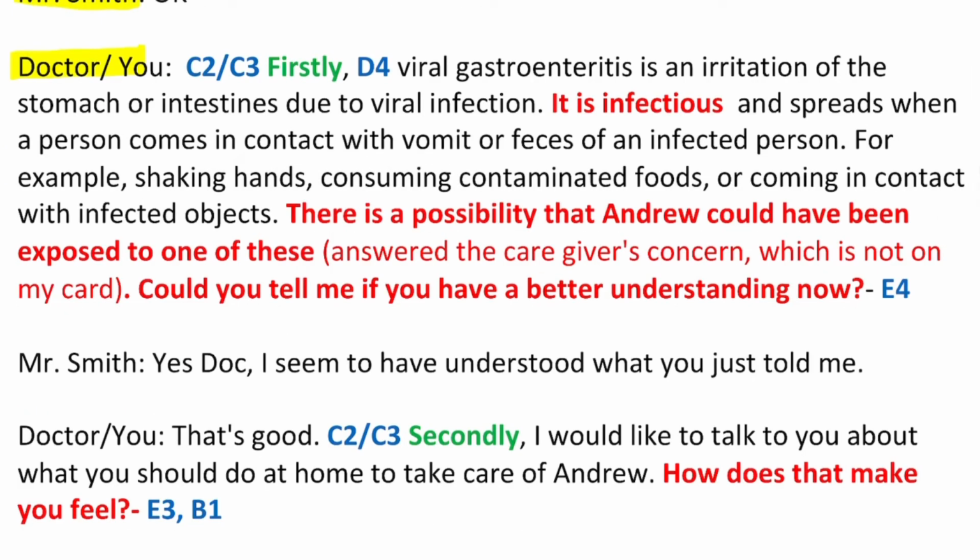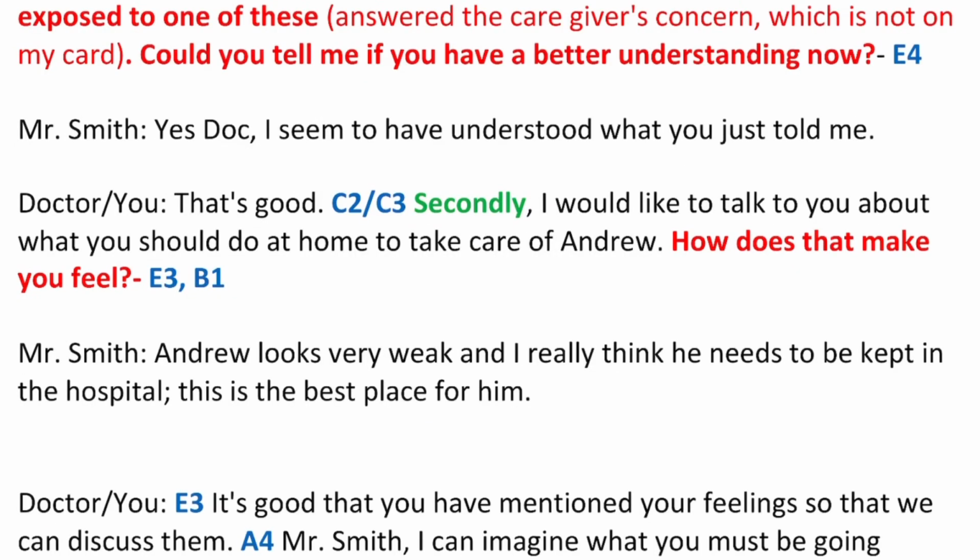Firstly, viral gastroenteritis is an irritation of the stomach or intestines due to viral infection. It is infectious and spreads when a person comes in contact with vomit or feces of an infected person. For example, shaking hands, consuming contaminated foods, or coming in contact with infected objects. There is a possibility that Andrew could have been exposed to one of these. Could you tell me if you have a better understanding now?